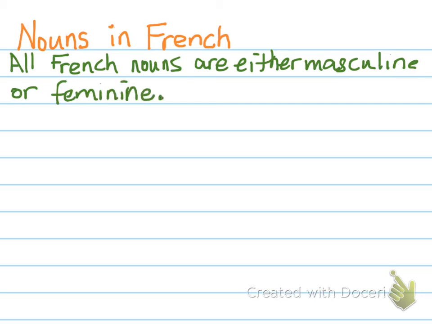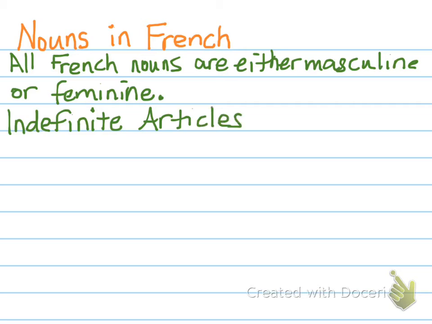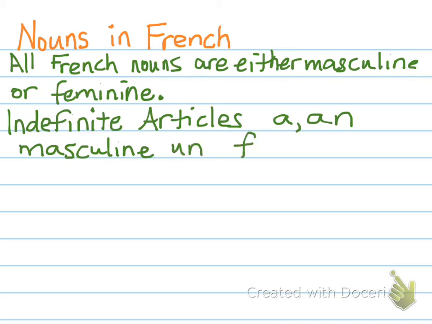And so the other day you learned what were called the indefinite articles. The indefinite articles mean a or an. And the masculine one was un. And the feminine one was une.